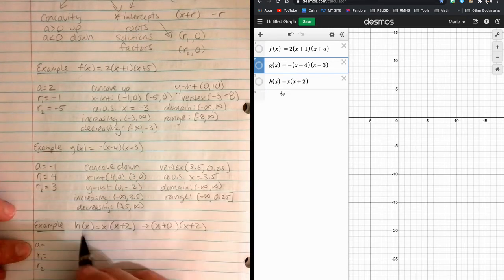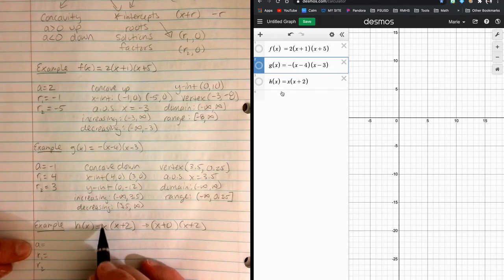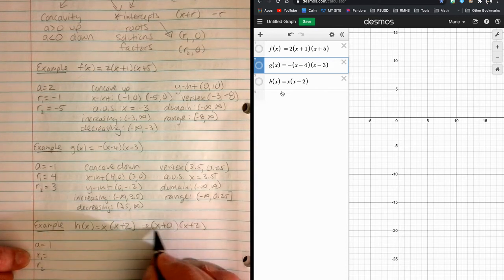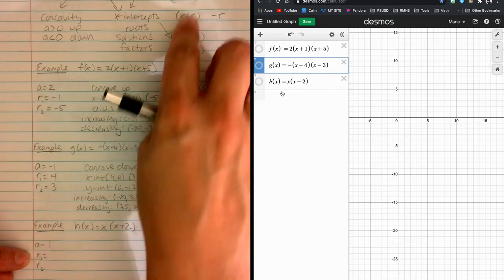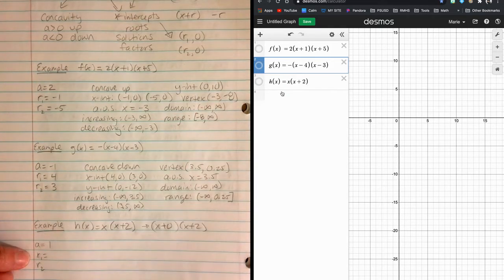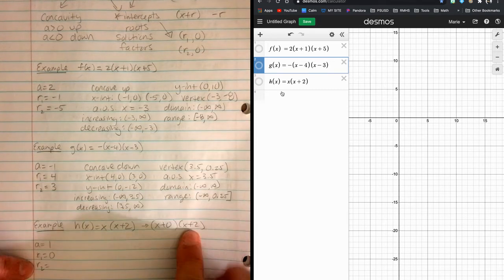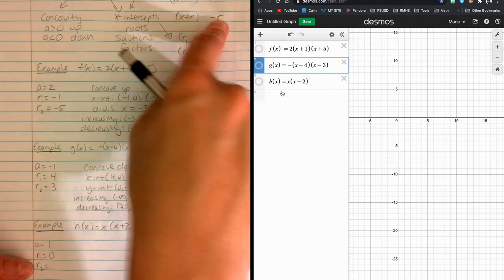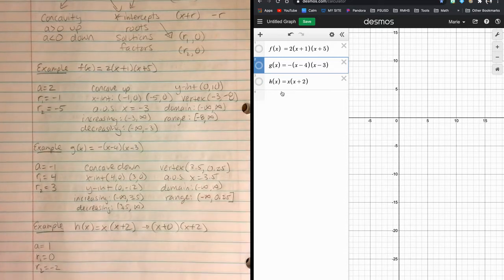So my a value, the leading value here, is going to be 1. And for my first root, we can use the first one here. It doesn't matter if it's plus or minus because it's going to be plus or minus 0. And remember, 0 doesn't have any sign, so it's automatically 0. And this one, since it's plus 2, I go up here and realize if it's plus 2, then I do the opposite of it, which is negative 2. That'll make more sense later when we get into factoring and review that.